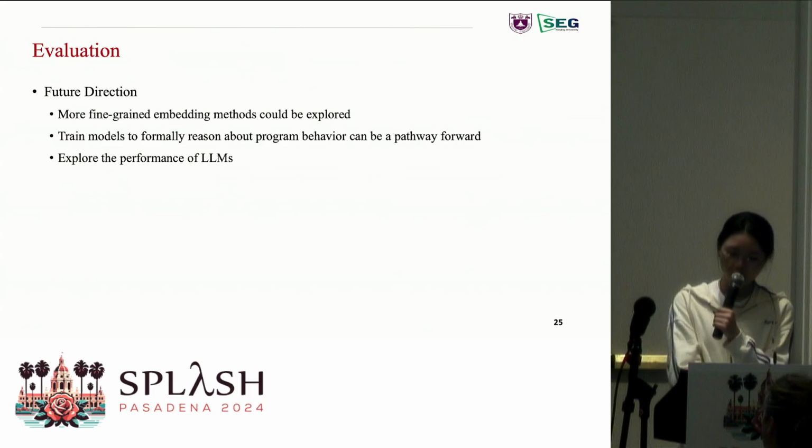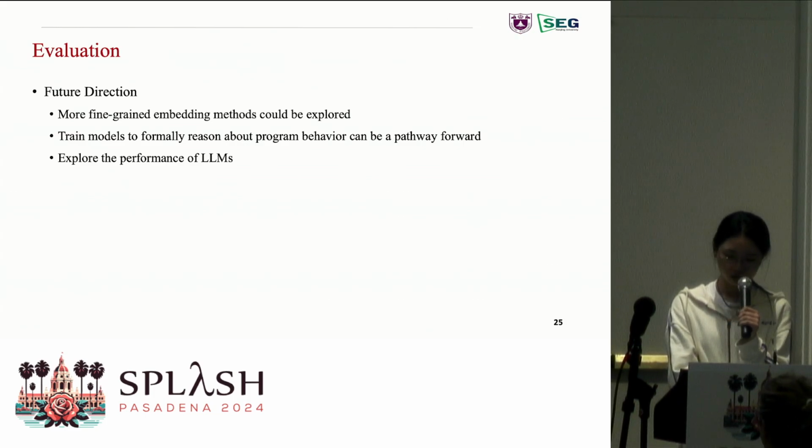Meanwhile, we find some weaknesses of models which should be taken seriously. For example, in alias prediction, more fine-grained embedding methods could be explored. And in equivalence prediction, training models to formally reason about program behavior can be a pathway forward.